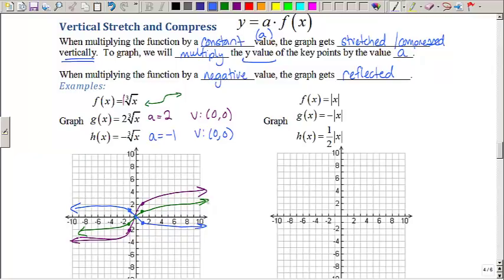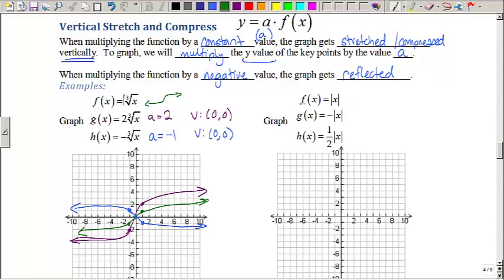So in summary, my green function is my parent function. The purple function got stretched twice as high. Each of those points got stretched twice as high or twice as low. Another way of saying that is twice as far away from the x-axis. On my blue h of x function, I'm being multiplied by negative 1. So all the points above the x-axis now come below the x-axis. All the points below get reflected above the x-axis, and that's because my a is negative. So that one was a vertical reflection.